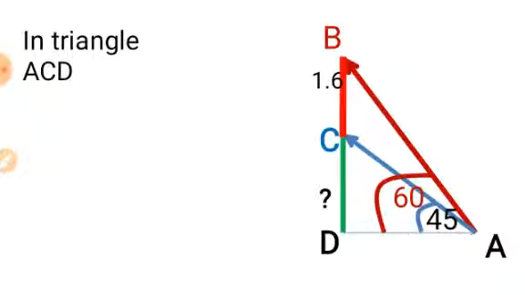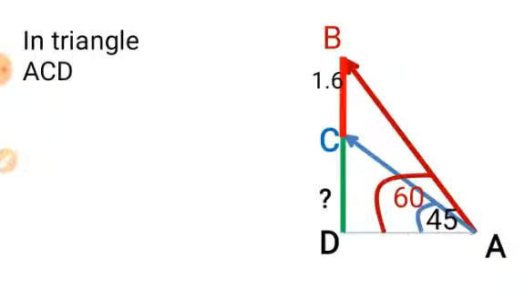Now we are free to apply different trigonometric ratio formulas, but before applying them we have to understand what we have to opt for. Because these two angles, 45 and 60, are given at point A, we will have to look at the triangle from point A. From A, this is the perpendicular and this is the base, and we have to calculate this. We have nothing to do with side DA.